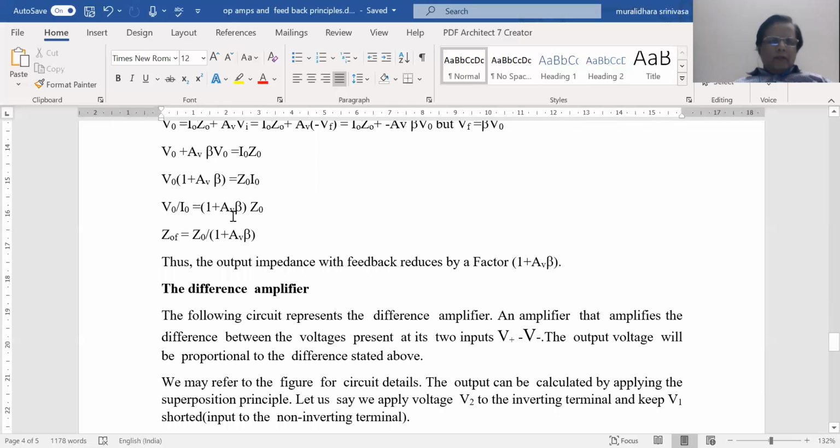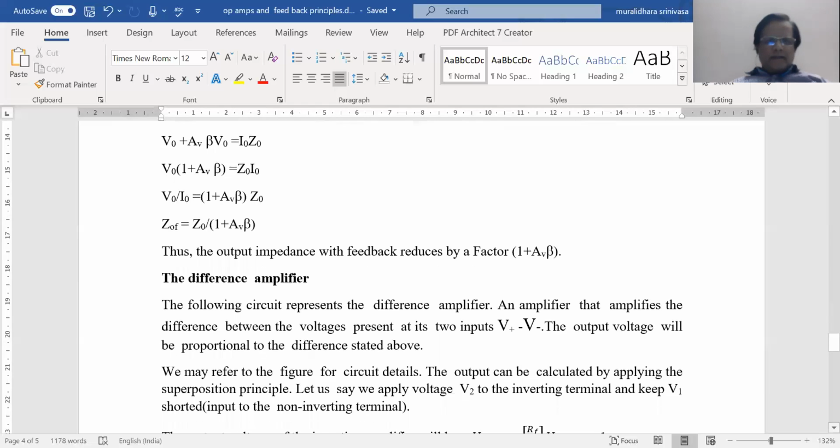AV is the open loop gain, beta is the feedback fraction, and from the equation it is clear that the output impedance falls. So by a factor of 1 plus AV beta, the output impedance is going to reduce in a voltage series negative feedback amplifier. I will put that circuit back, otherwise these words have no value. I did not see this actually, sorry.